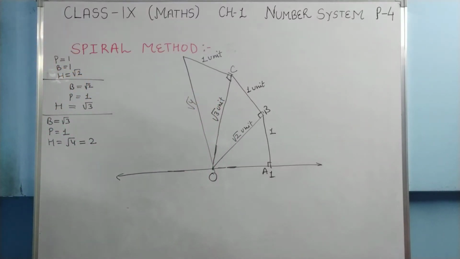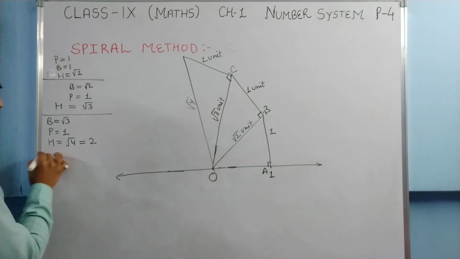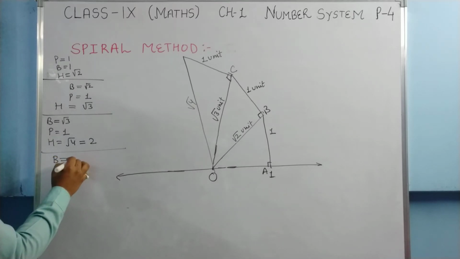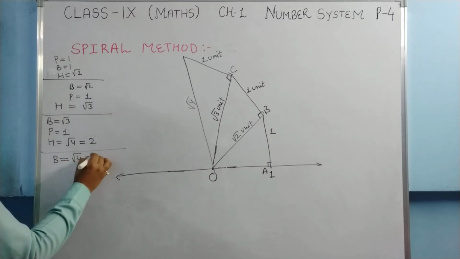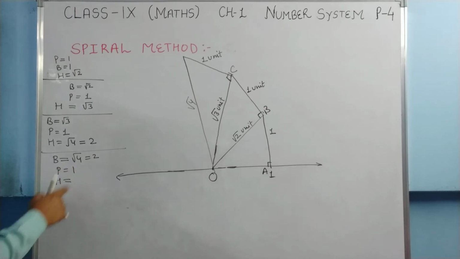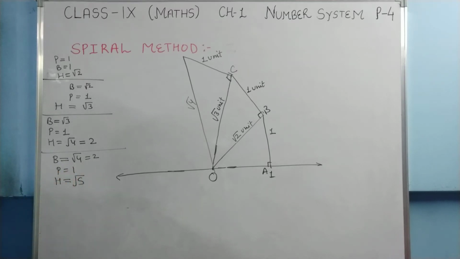Again we can continue this. How? If we take base as under root 4, which is equal to 2, and perpendicular as 1, then what hypotenuse will we get? 2 square is 4, perpendicular square is 1, so we get 5, so the hypotenuse should be equal to under root 5.